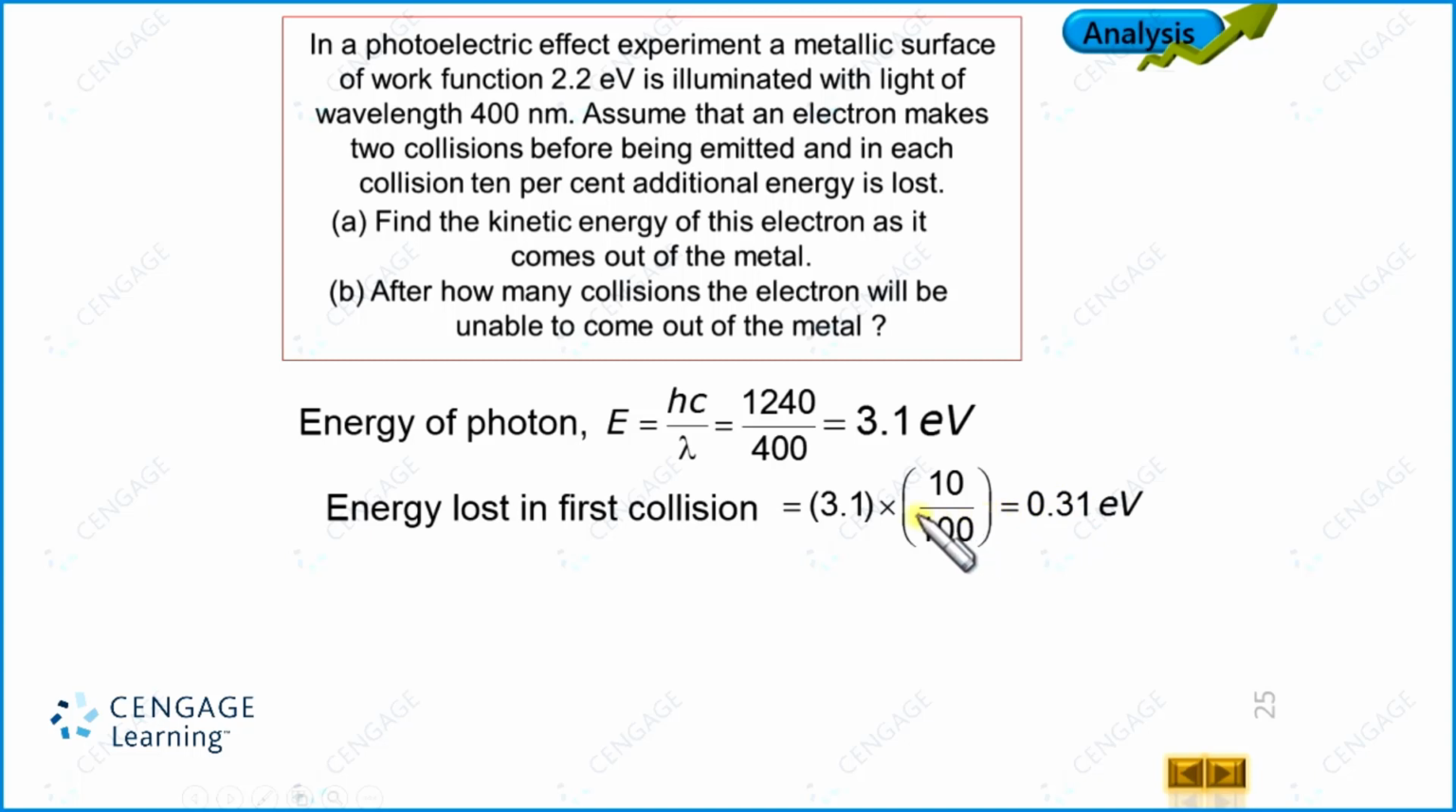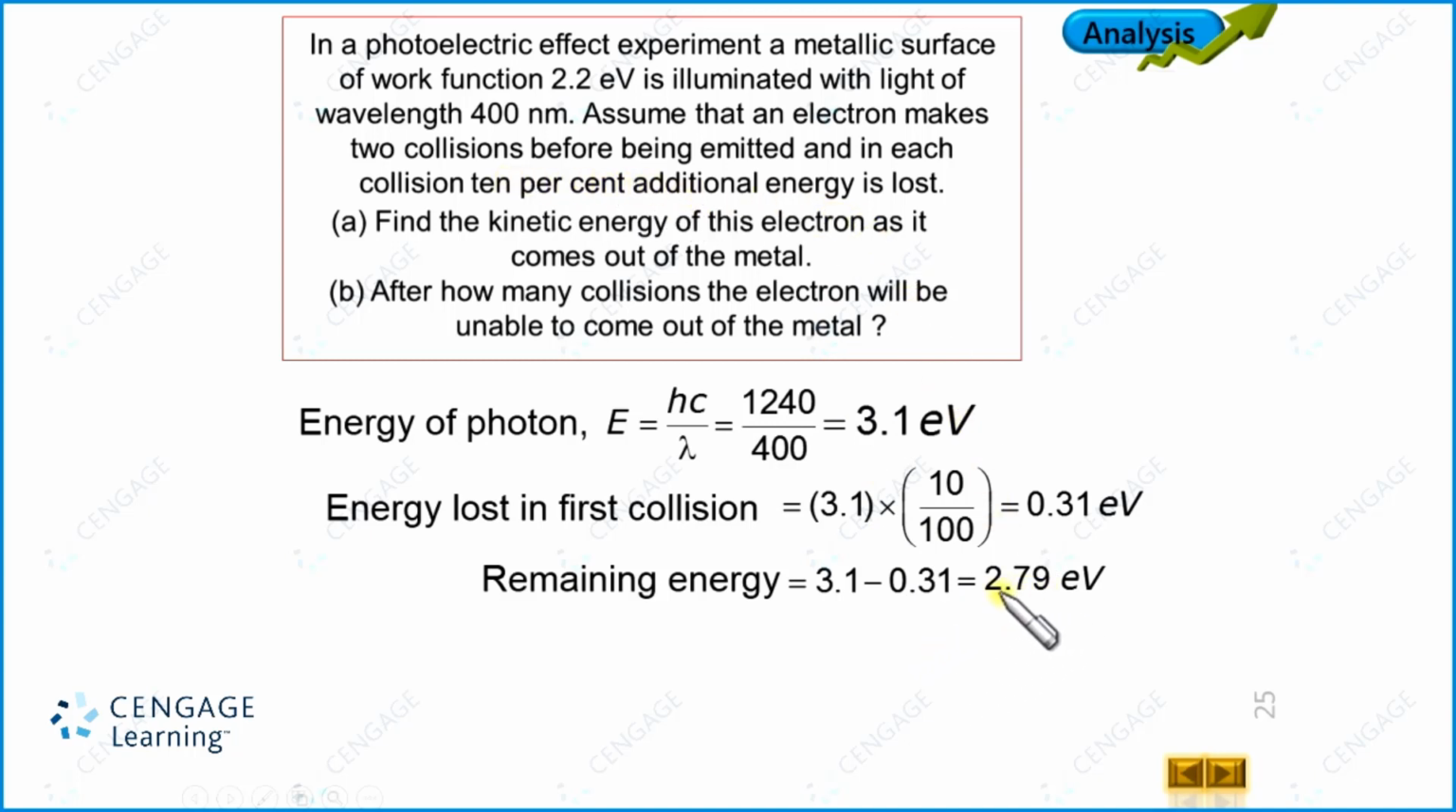Now we need to find the remaining energy of the electron. Remaining energy of the electron should be equal to 3.1 electron volt minus 0.31 electron volt. So this value comes to be 2.79 electron volt. This is the energy left with the electron after the first collision, right? Now let us consider the second collision. Again, we need to consider the 10% loss of energy.